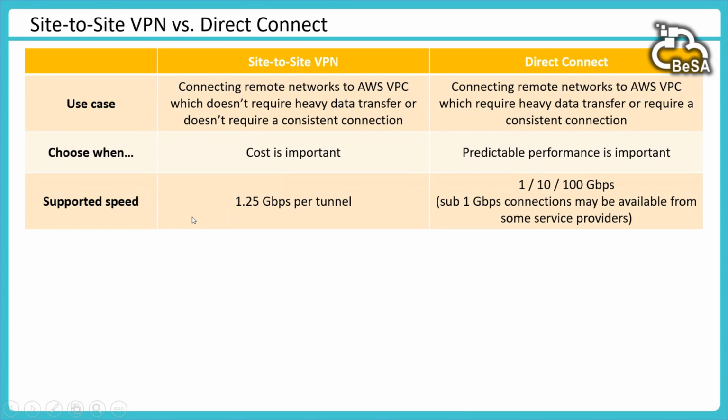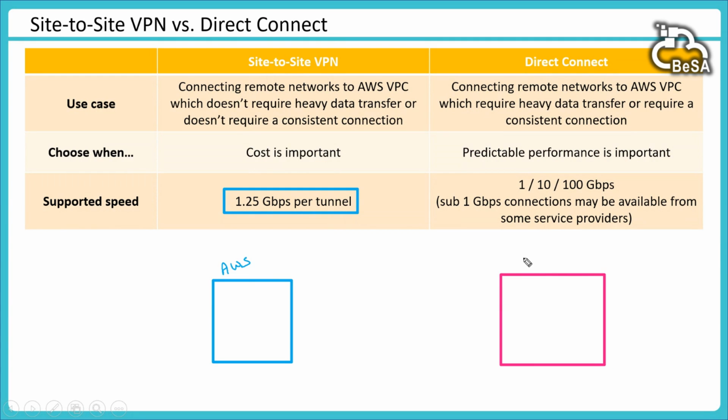Next is supported speed. Site-to-site VPN by default supports 1.25 Gbps per tunnel. What is a tunnel? So let's say this is your AWS endpoint, and you would connect to this AWS endpoint from your own site. So this is your on-prem location. In the on-prem location you would have some type of device here, probably a router, or I would just call it a VPN endpoint as of now. This is where your connection would be established. So this may be one endpoint.